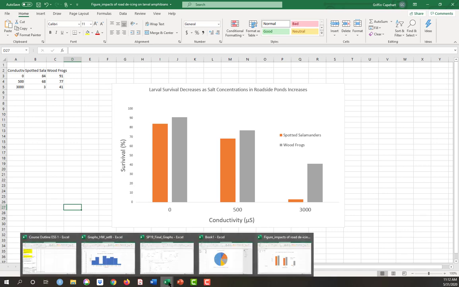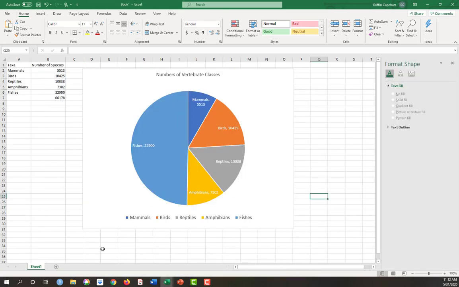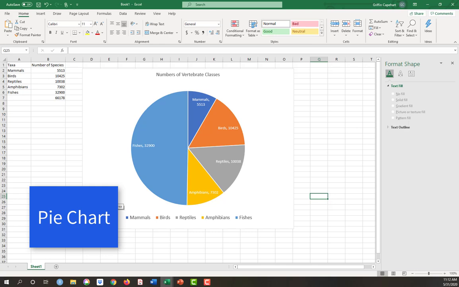Okay, let's go on to our final type of graph. So far we've covered line graphs, scatter plots, bar graphs, and this last one is not a very commonly used one, at least in biological research, just because there's typically better ways to represent it, but a pie chart. And pie charts are called pie charts because they look like slices of pie, right?